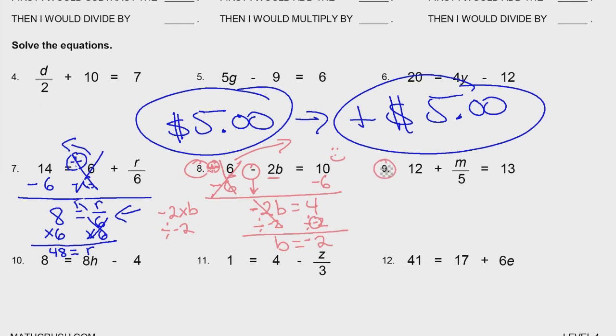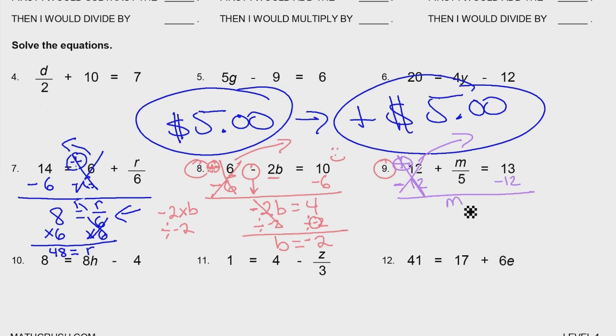Problem number 9. We have 12 plus m over 5, or m divided by 5. So we know no one is happy over here. And we have 13 by himself. He is all happy. Let's move the 12. There's no sign again, so we know this is a plus. So we're going to do minus 12 on both sides.